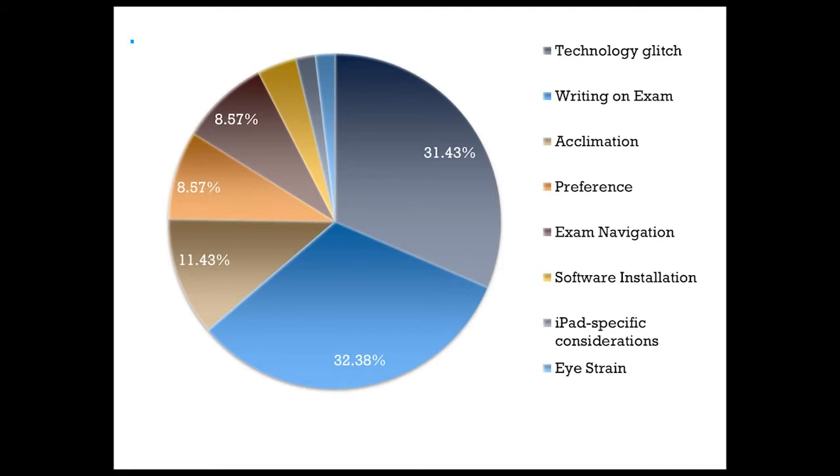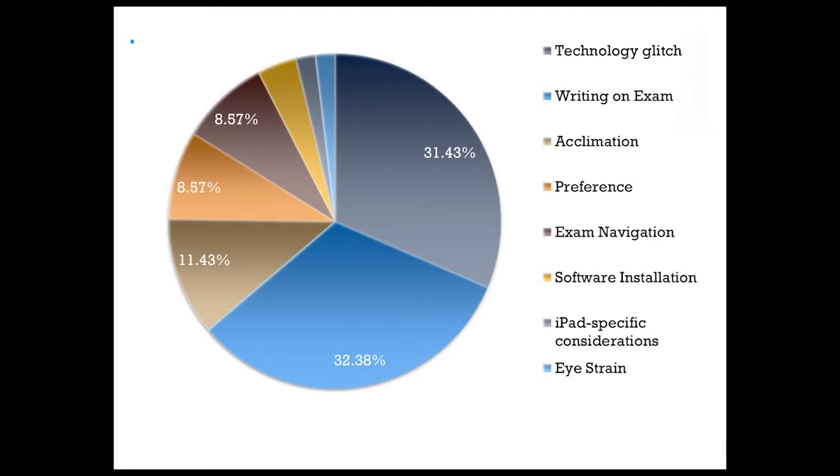Almost a third of the students expressed concern about being able to write on the exam. Now, for the purpose of this graph, writing on the exam includes crossing out items, writing notes, highlighting parts of the question, basically anything that you can do with a physical paper copy of the exam in front of you that you would not be able to do on the computer, or you would not apparently be able to do on the computer. As the students learned, you can actually cross out items.